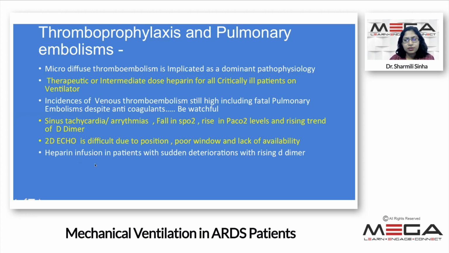2D echo is usually difficult to position for a patient if they're in the prone position or if they're hooked onto many monitors. But nevertheless, it can give you an idea about whether there is RV dilatation or vascular changes.